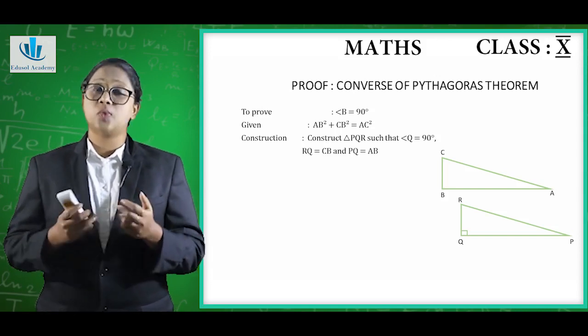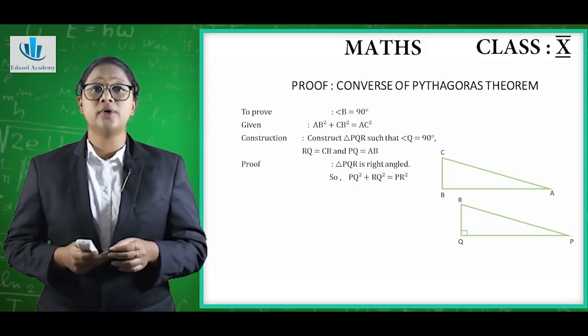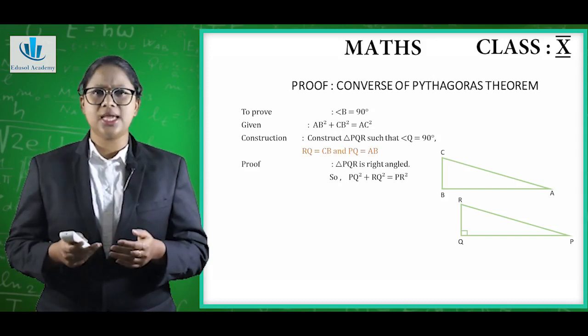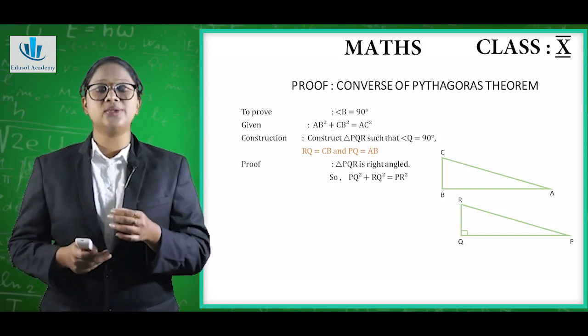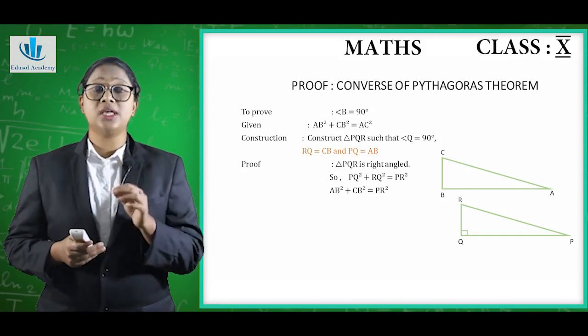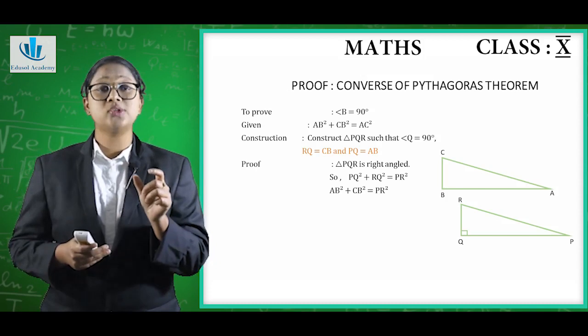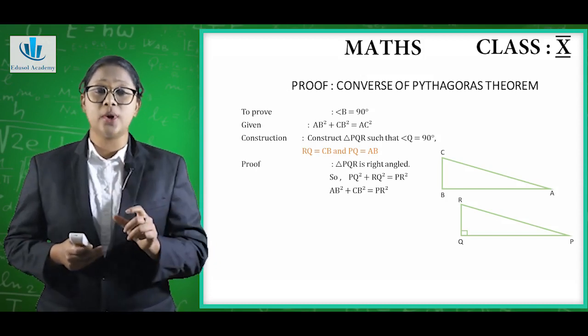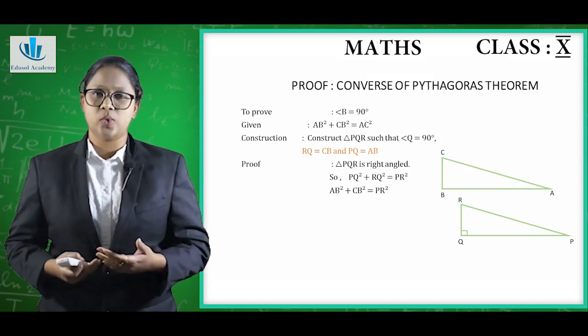So PQR is right angled, we know that by construction. So we can apply Pythagoras theorem in that. And what does it state? PQ square plus RQ square is equal to PR square. And we know that PQ is equal to AB and RQ is equal to CB.